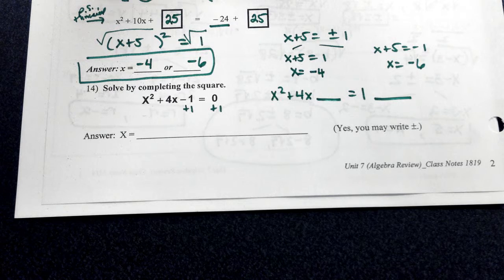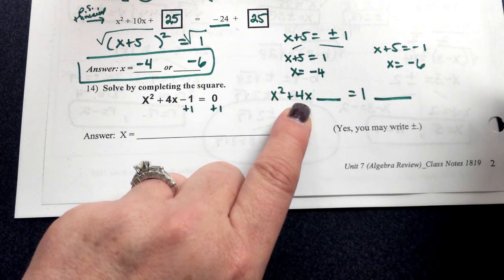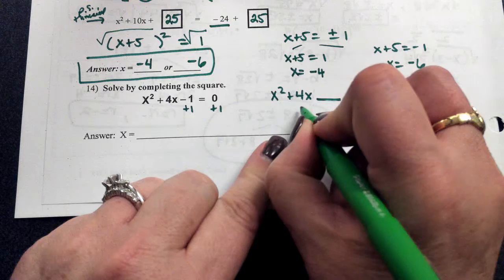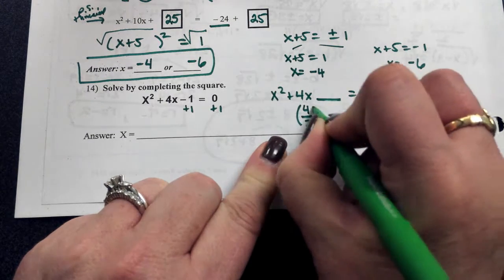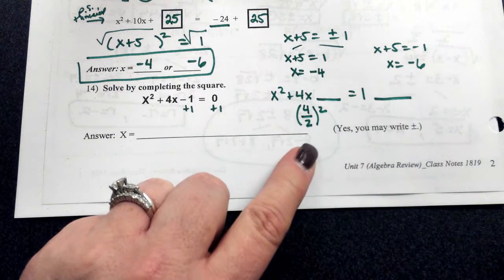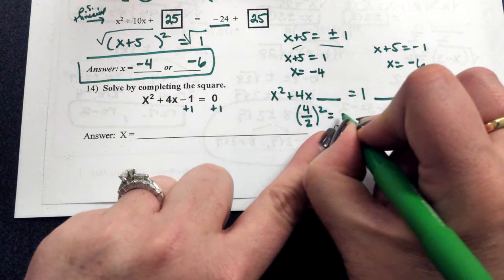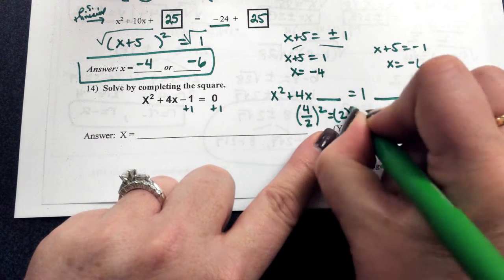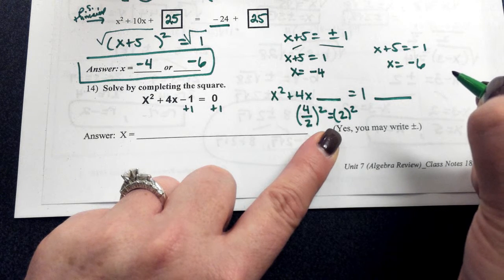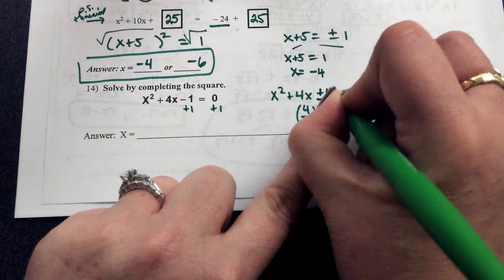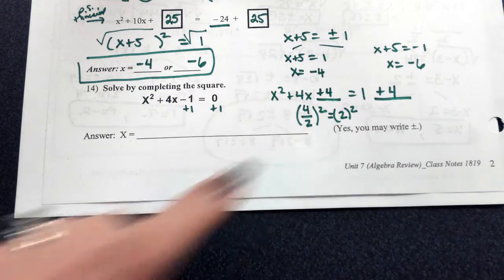So now to complete the square, I take the number in front of x. What am I going to do with it? I'm going to take 4, divide it by 2, and then square it. So what's 4 divided by 2? 2. And 2 squared is 4. So I'm going to add 4 to both sides of the equation.